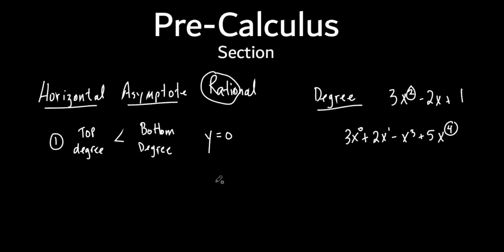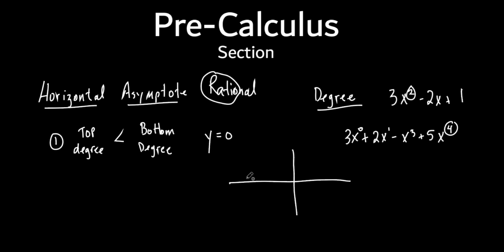All right? So every time you see a fraction, when the degree of the top one is smaller than the degree of the bottom one, what's the horizontal asymptote? It's just y equals 0, which means what? What does that mean to us?